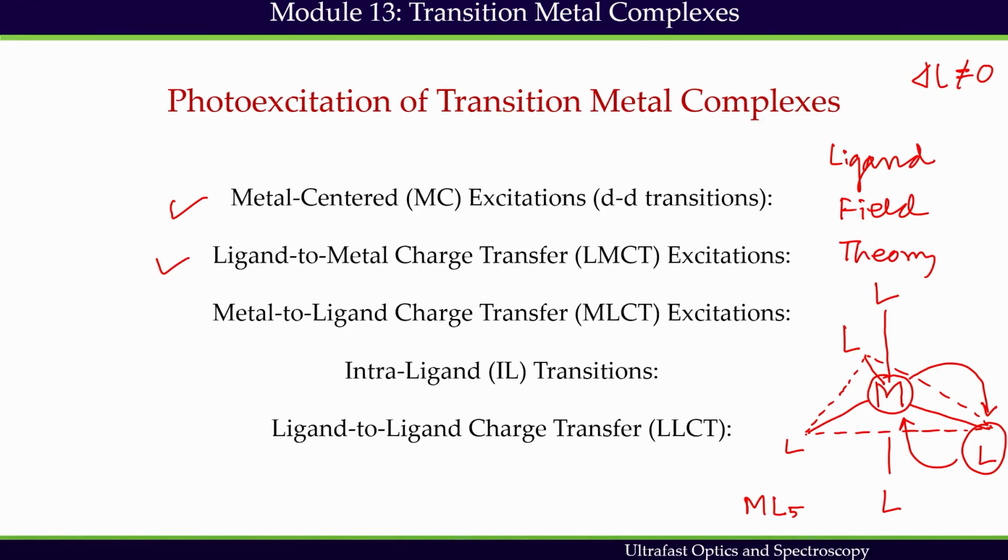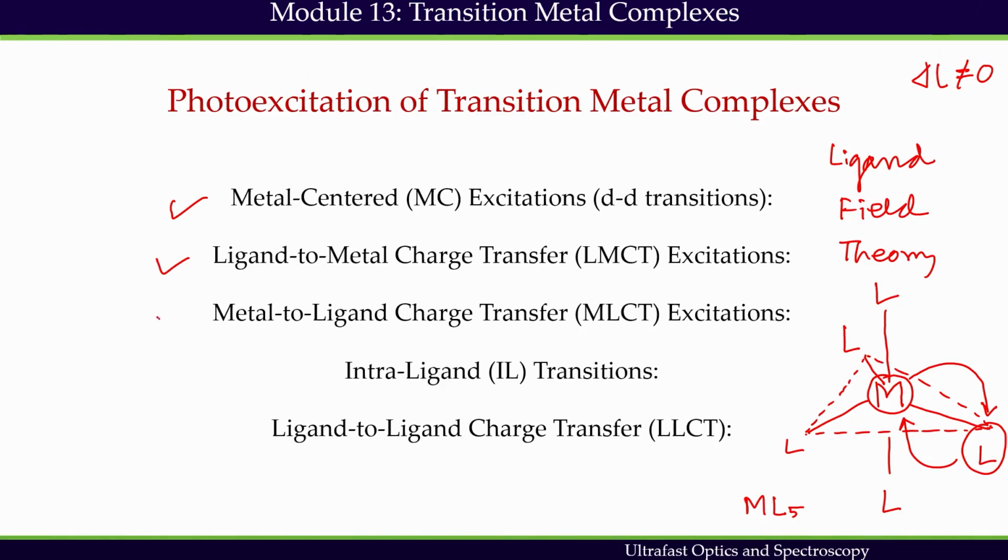In ligand to metal charge transfer, we promote electrons from occupied ligand orbitals to the partially empty d orbitals of the metal. Ligand to metal charge transfer excited states are low lying states when at least one of the ligands is easy to oxidize and the metal is easy to reduce.